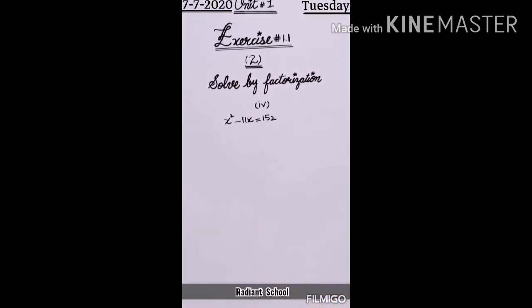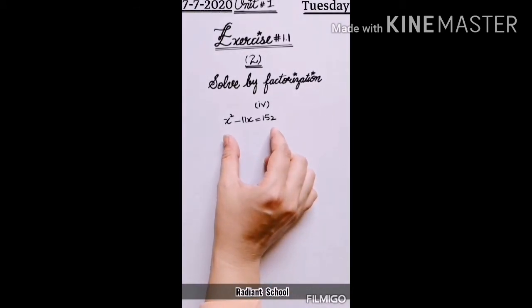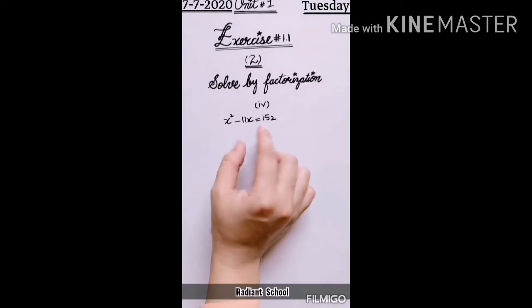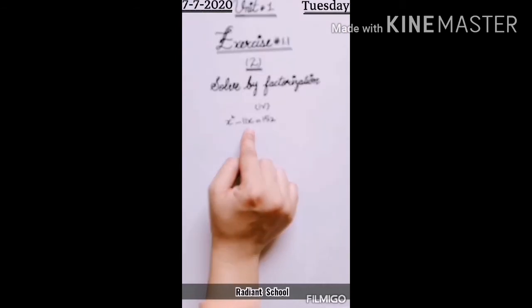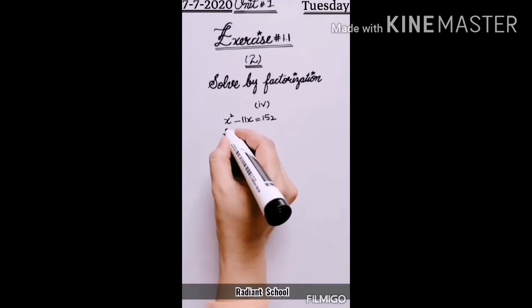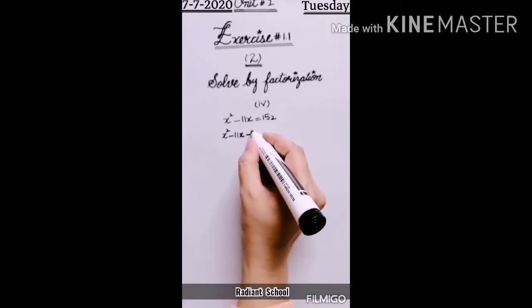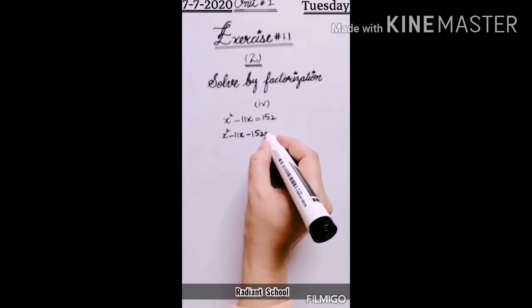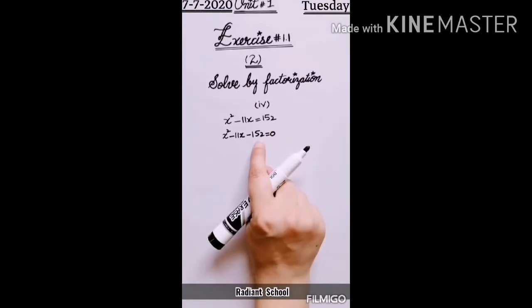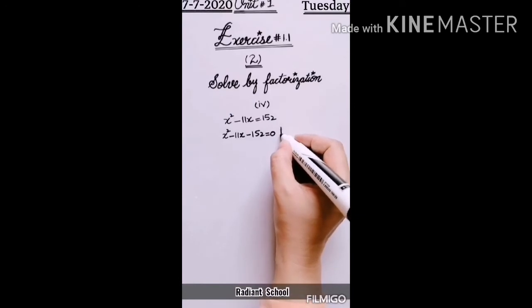Students, whatever the question is to solve by any method, first of all you have to write your given expression in the form of a standard quadratic equation. Means you will arrange your question in this way. First you will write the x square term, then the x term, and then the constant. If there are brackets, you have to simplify that. If the question is in fraction form, first you have to take the LCM and then solve. Okay students, now I have shifted the constant to one side. Now you can see it is a standard form of a quadratic equation.